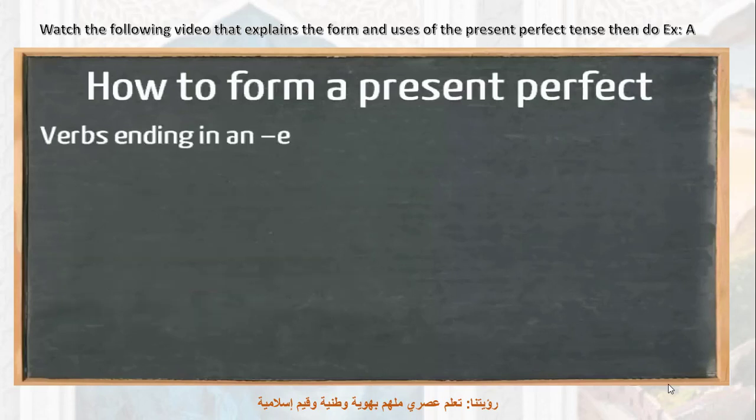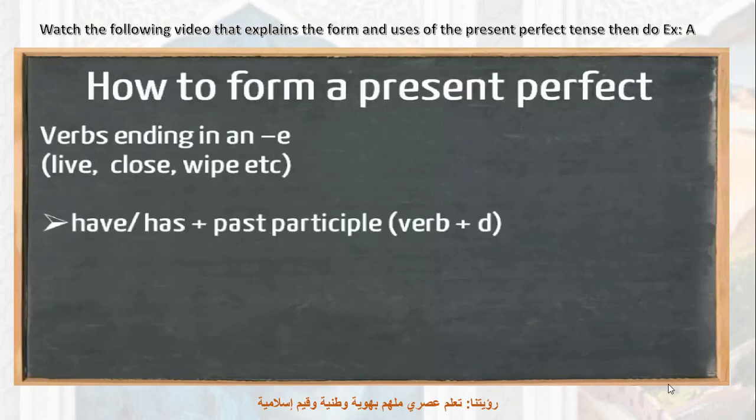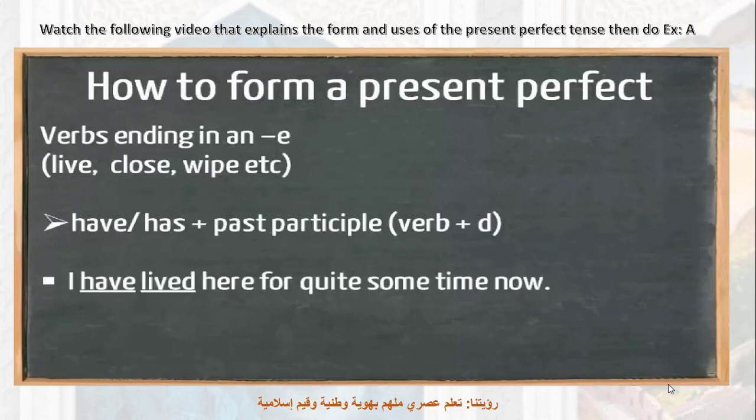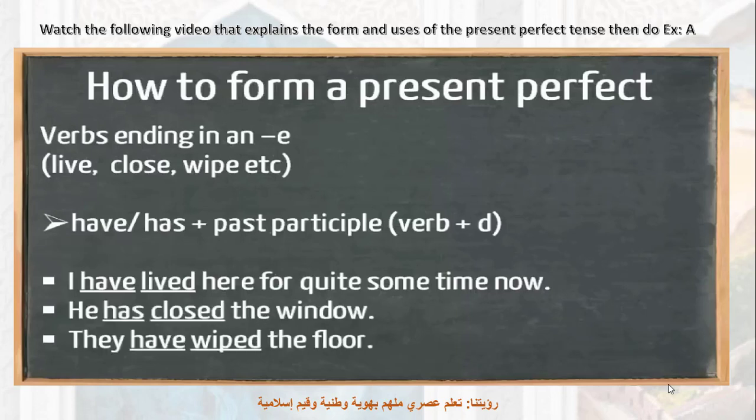Now we need to pay extra attention to verbs that end in an E, such as live, close and wipe. For these verbs, we use the auxiliary verb to have and the past participle, but the past participle is made by simply adding a D to the verb. Look at the examples. I've lived here for quite some time now. He has closed the window. They have wiped the floor.